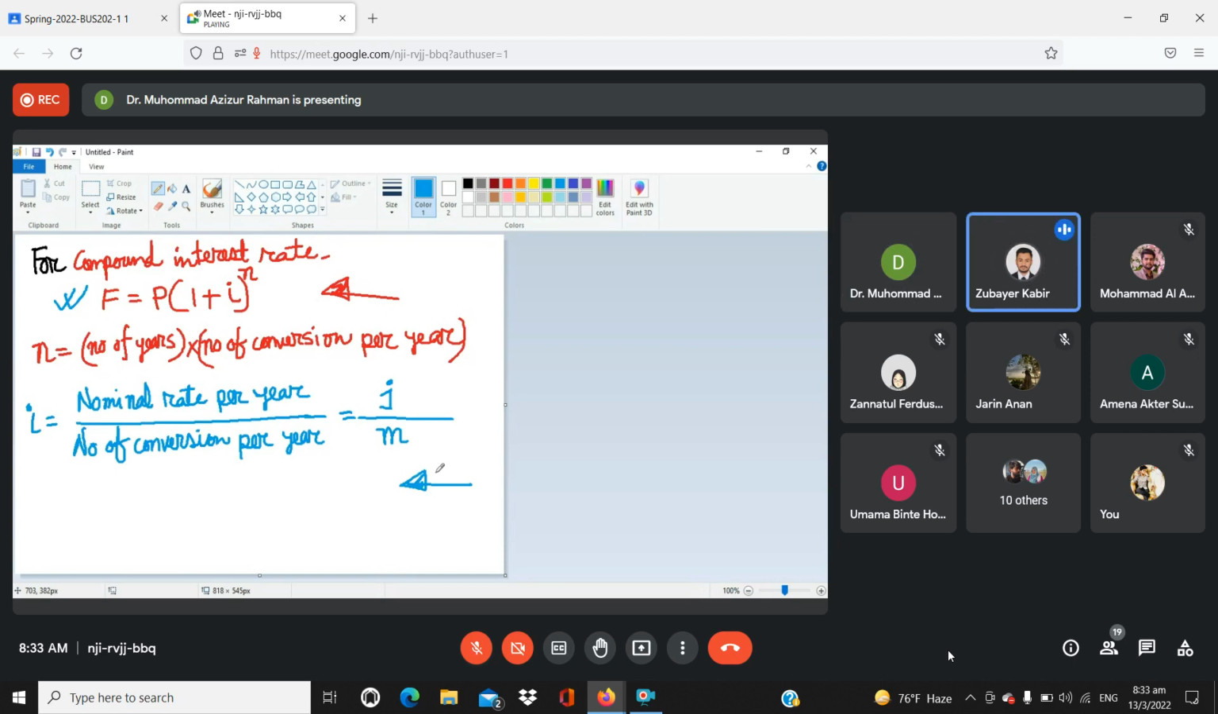J is the nominal rate. So if you use the nominal rate and divide it by the conversion number, then what you get is your i for this formula. Okay. So we are going to use this formula.